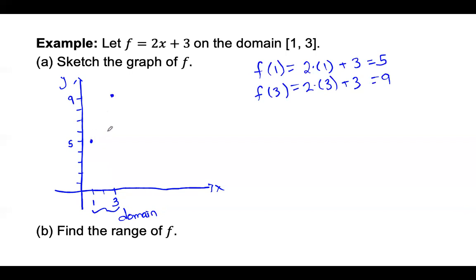And we can draw a straight line. We could take 2 in here as well: 2 times 2 is 4, plus 3 is 7, so 7 in here. And just connect that with a nice straight line. So this would be our range, as you can see. Now, it passes the horizontal line test. So let's just make a little note.